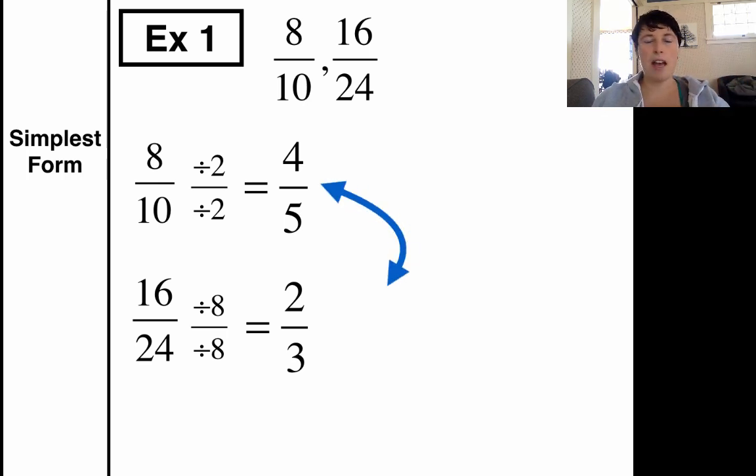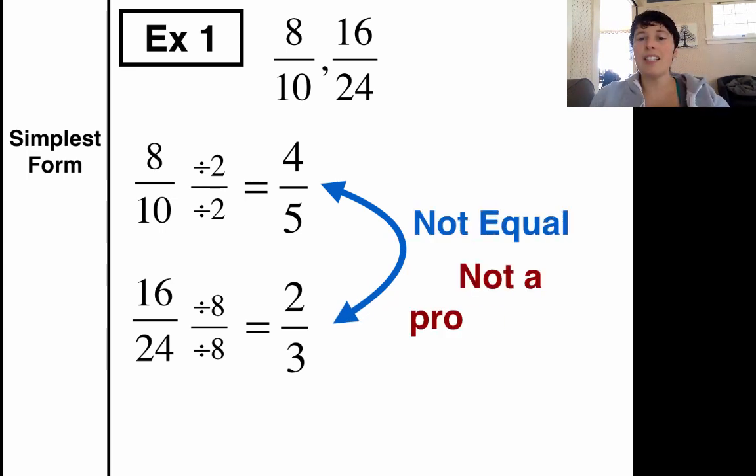Now these fractions don't match. 4/5 and 2/3 are different fractions. So if they're not equal, then this is not a proportion. And that is one of our strategies for deciding are two fractions proportional.